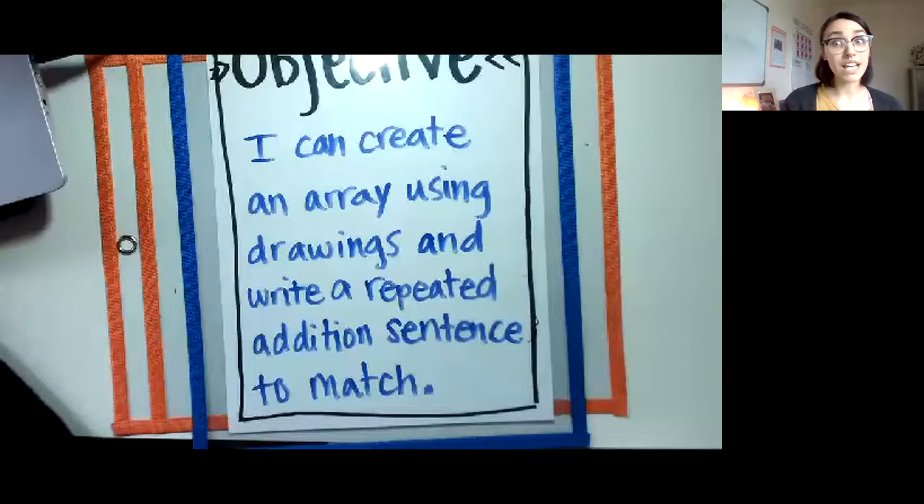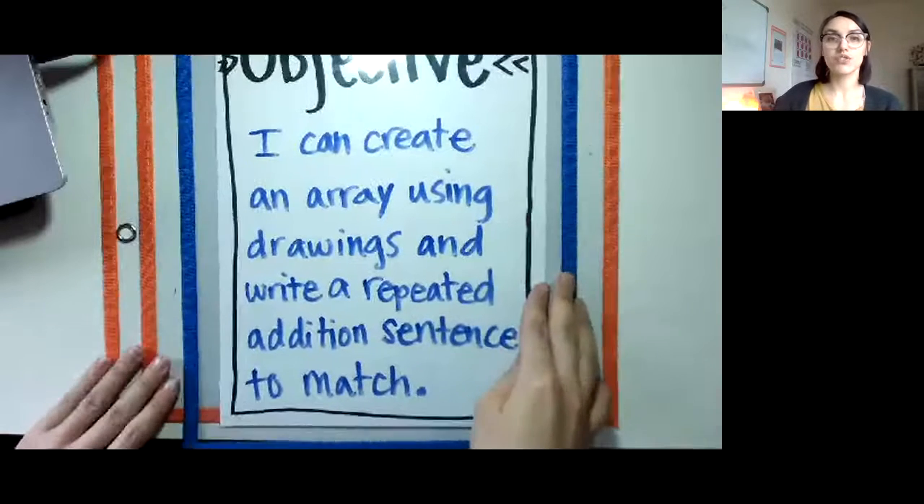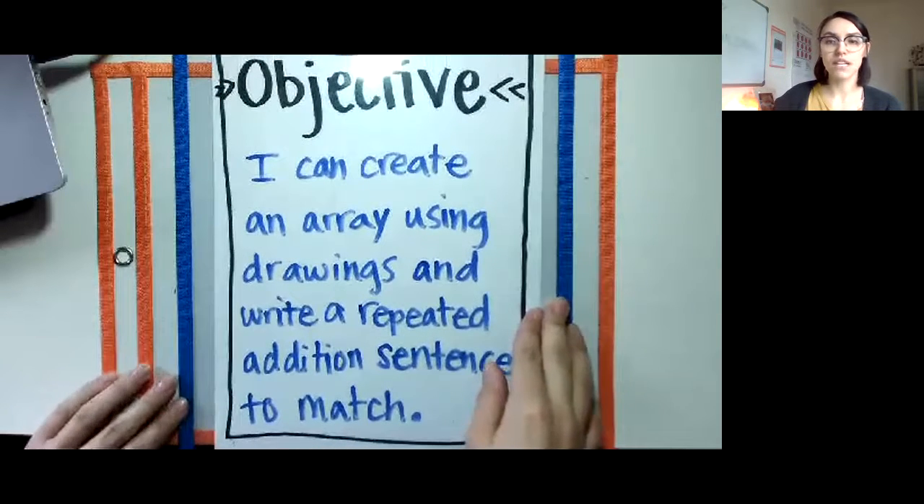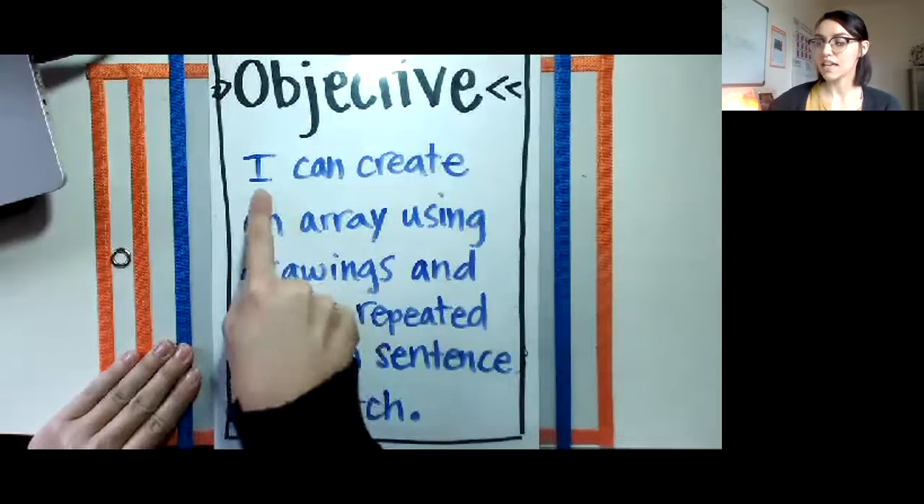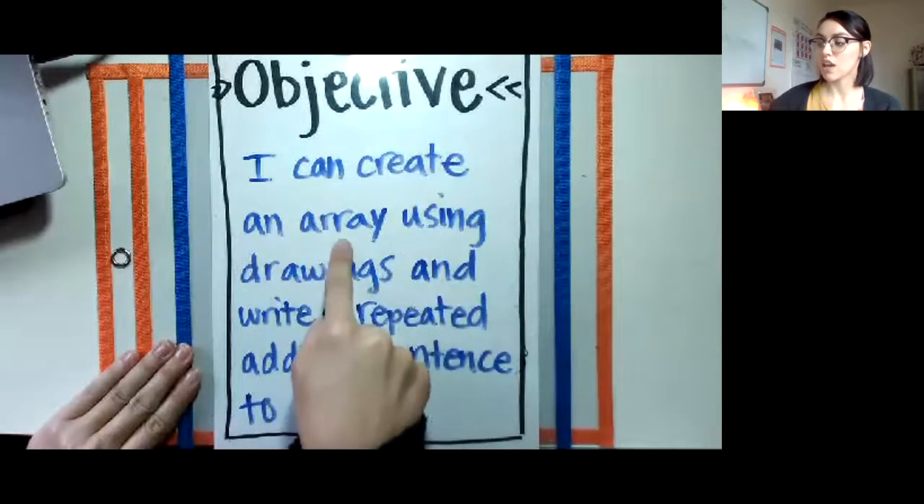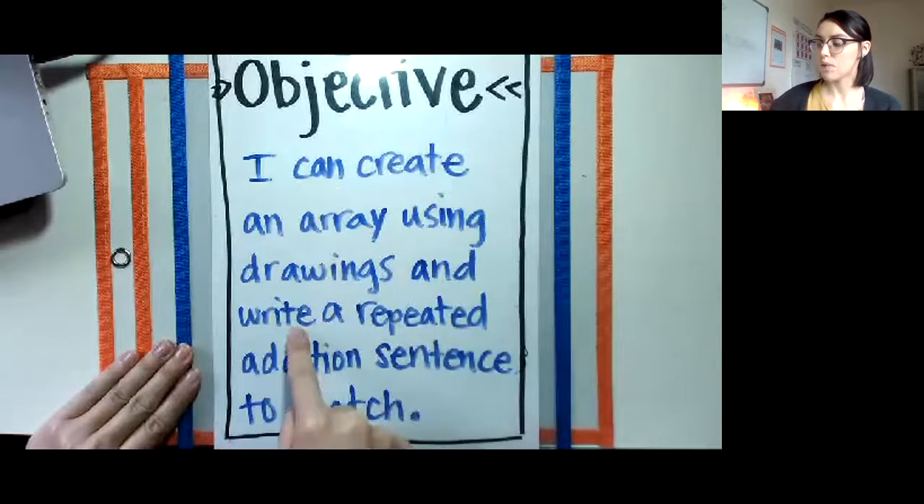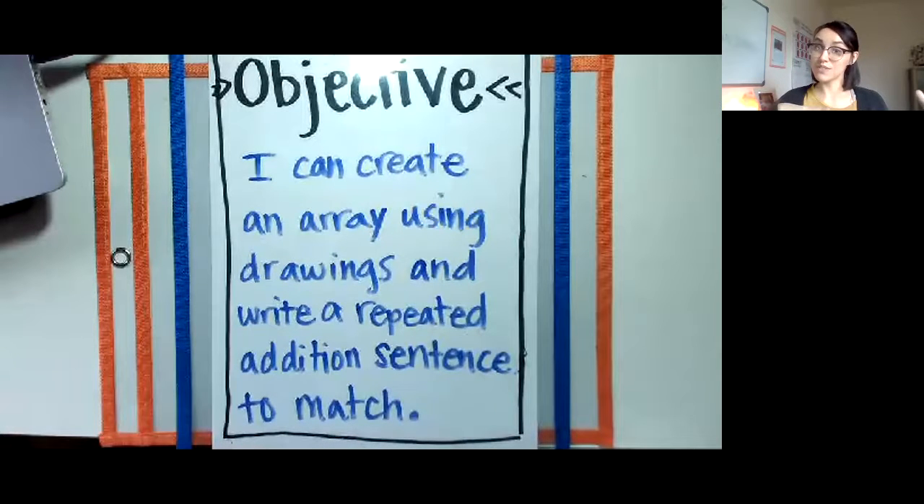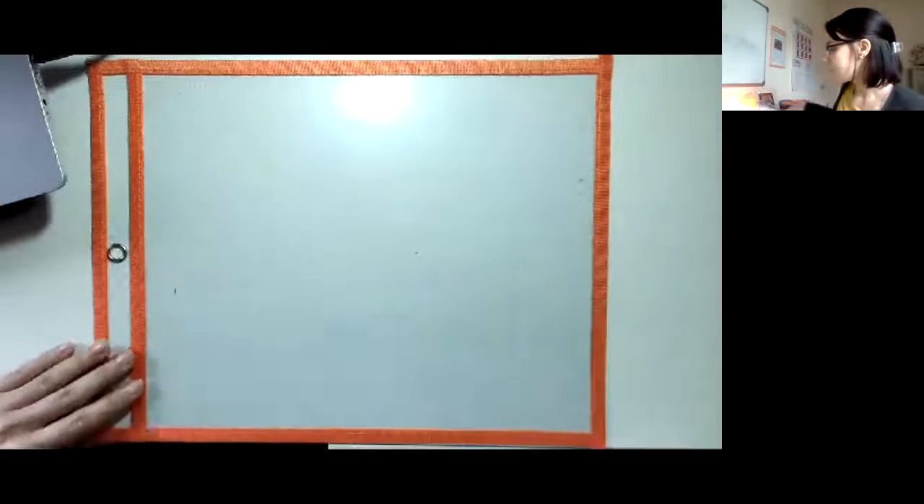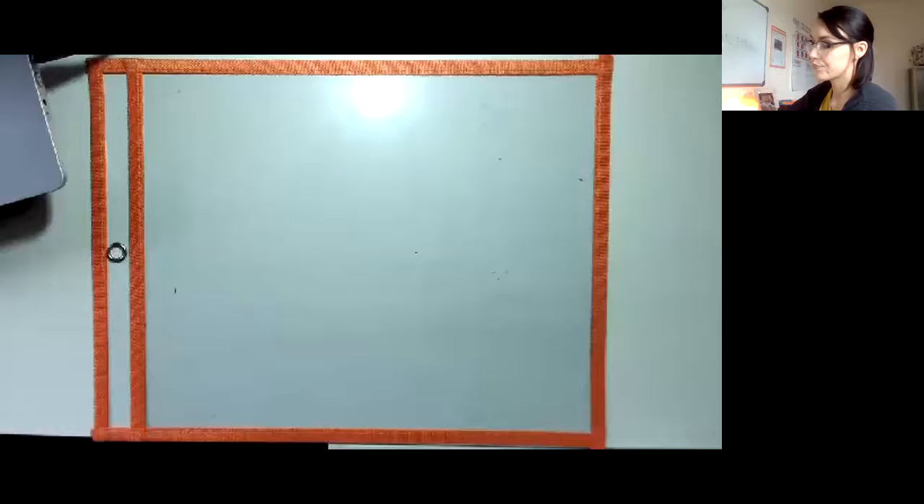All right, we've been working a lot with tiles. We're going to start off with tiles today, but then we're going to transition to something a little bit new. So here is our objective. I can create an array using drawings and write a repeated addition sentence to match. So today we're shifting from using those tiles to actually being able to draw an array without having that resource, okay? First, I'm going to show you an array.